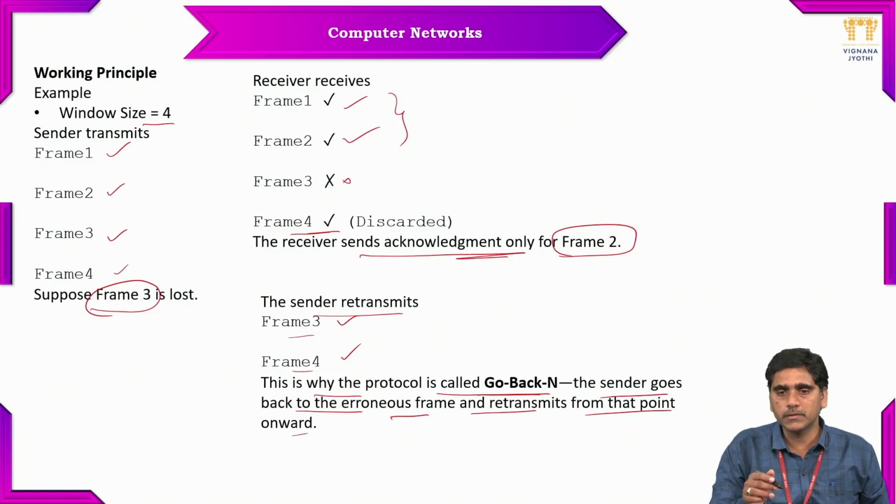So whatever frame has been lost, go back to there and retransmit the remaining frames. Retransmit the frames from the lost frame. That is the way the receiver sends an acknowledgement to the sender. So please retransmit the frames from where you lost, from where it was discarded.